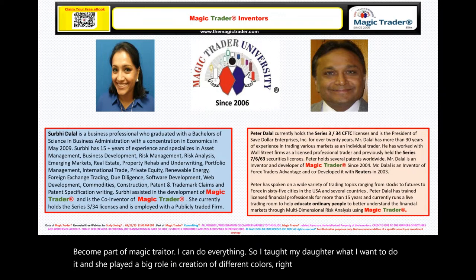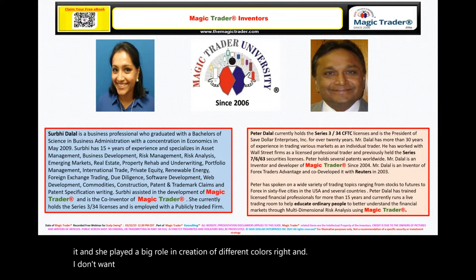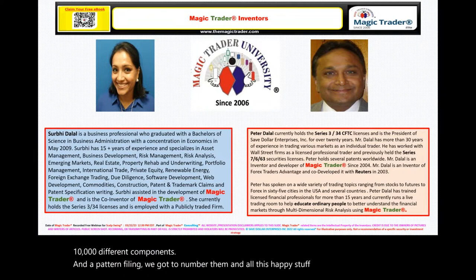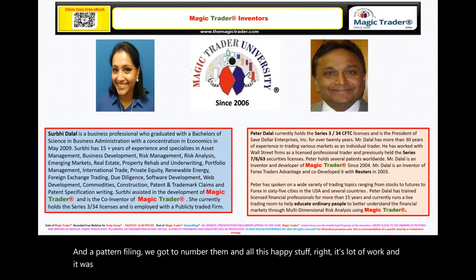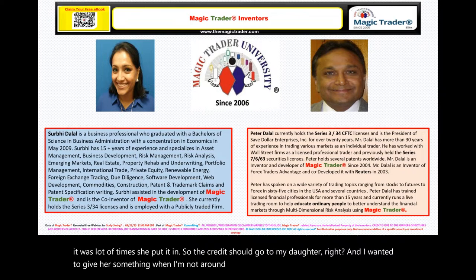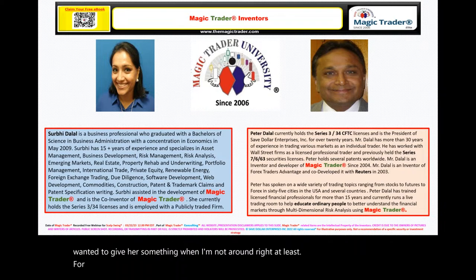And I don't want to go into it, there were 10,000 different components. And the pattern filing, we got to number them and all this happy stuff, right? It is a lot of work. And it was a lot of time she put in. So the credit should go to my daughter, right? And I wanted to give her something when I'm not around, at least. So we got her involved.